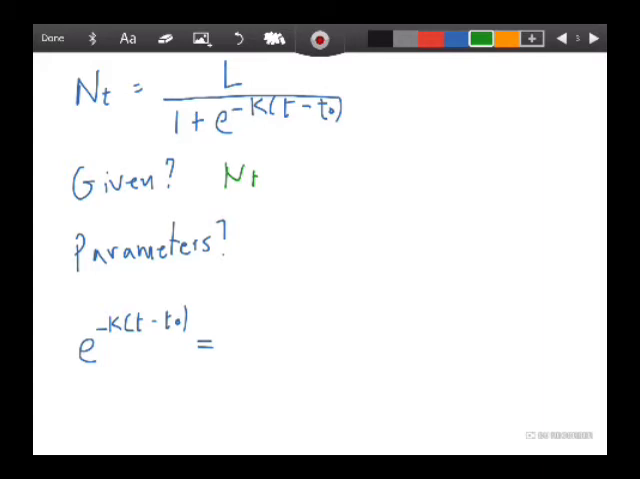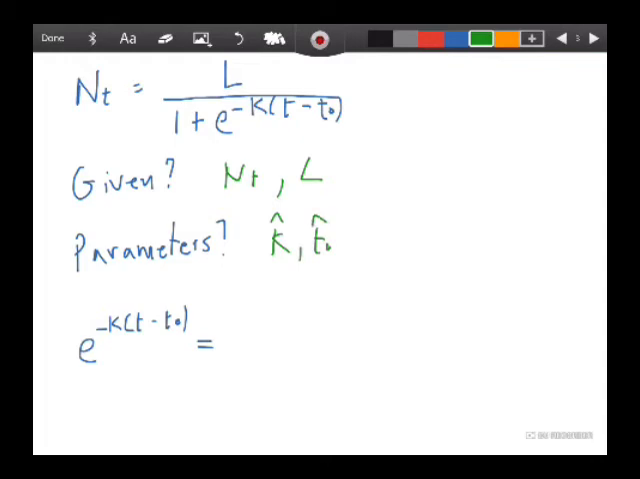The potential given parameter is L. L is given because we know the number of people in the country, or in the state, or in the world. So L is the maximum number of people that we think can get infected with the disease. So we know L. And then the parameters that we're interested in would be, of course, k, the growth rate, and t0, the inflection point. We would like to get estimates of these, so we will call them k hat and t0 hat.